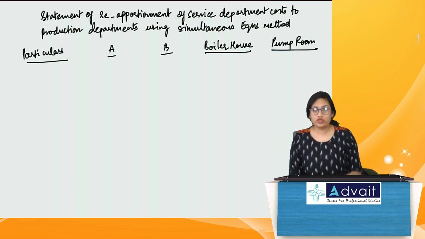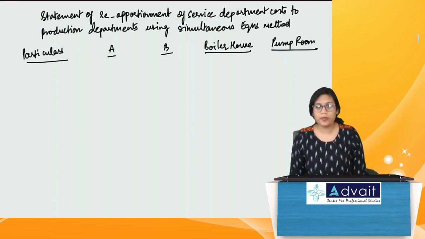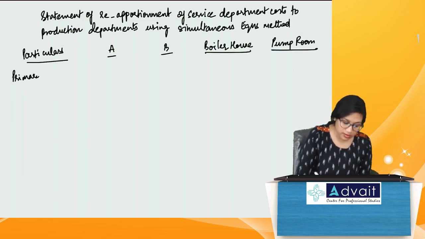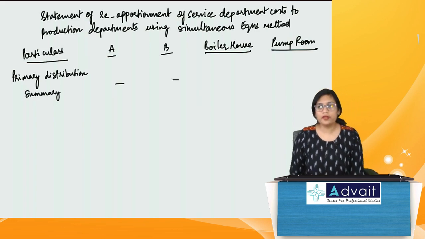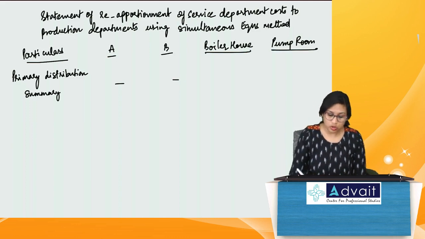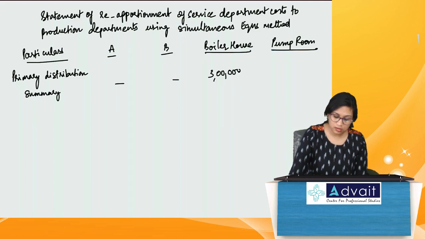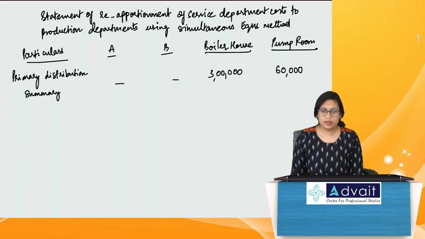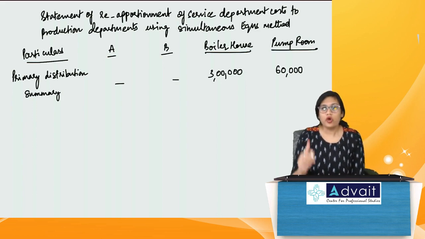So guys, now we have to show the reapportionment. Here the reapportionment will be a little different. First, let's write down the primary distribution summary which they have given to us. For A and B they haven't given. It's not that it's not there. It's just that they haven't given to us in the problem. That's all. Because our focus here is how it is being transferred, not what is being accumulated. So boiler house has been given at 3 lakhs and pump room has been given at 60,000.